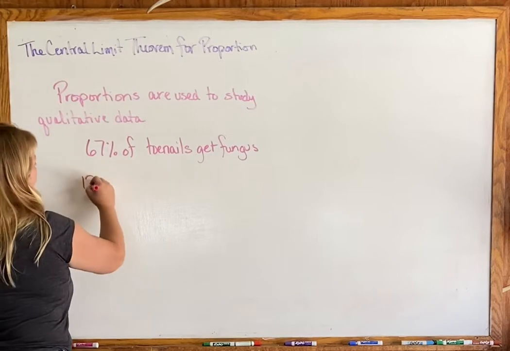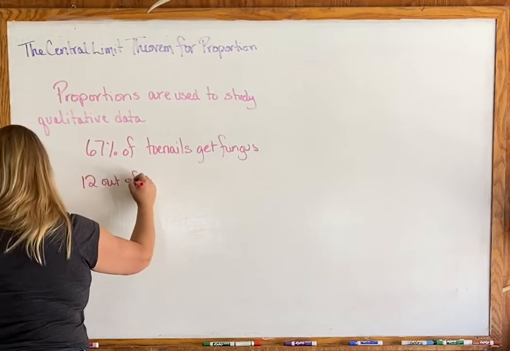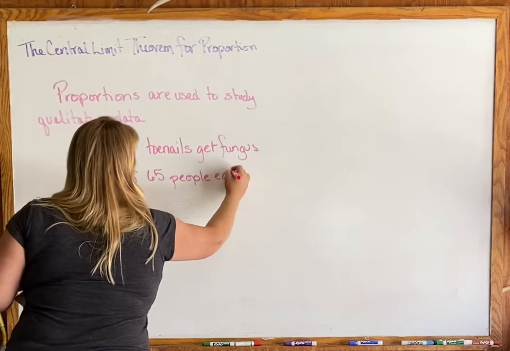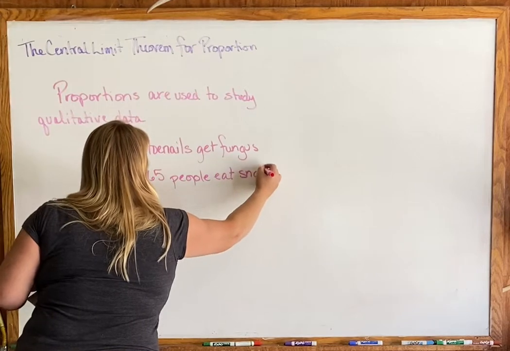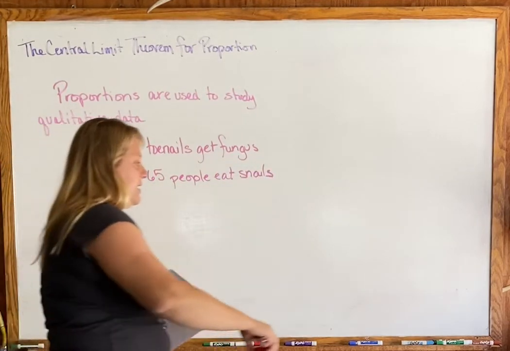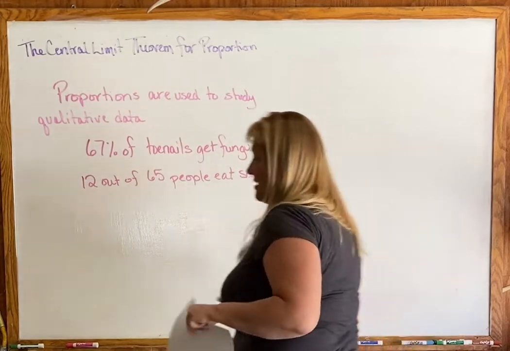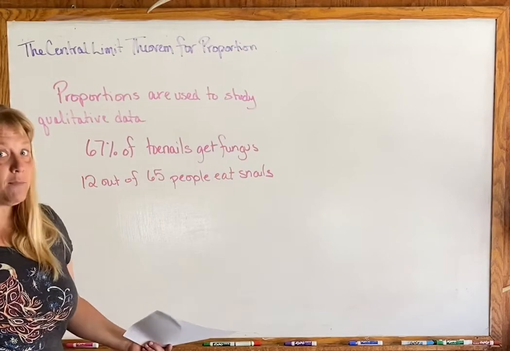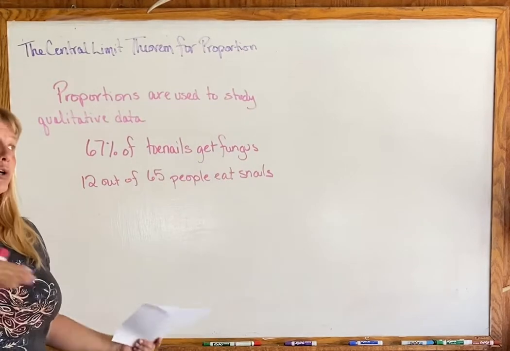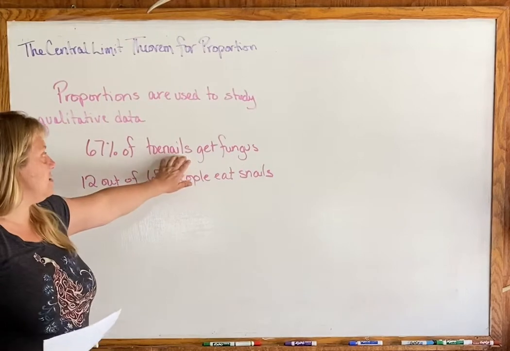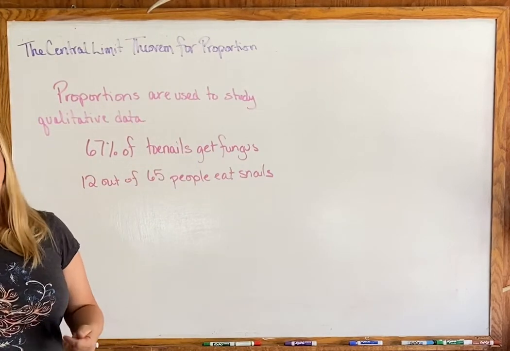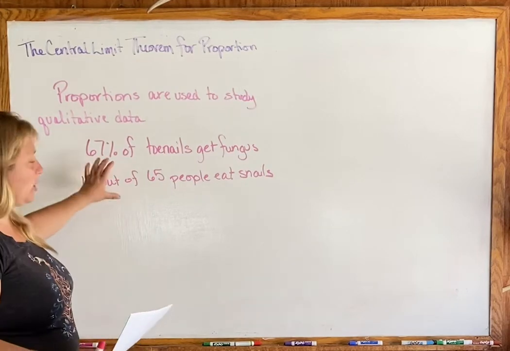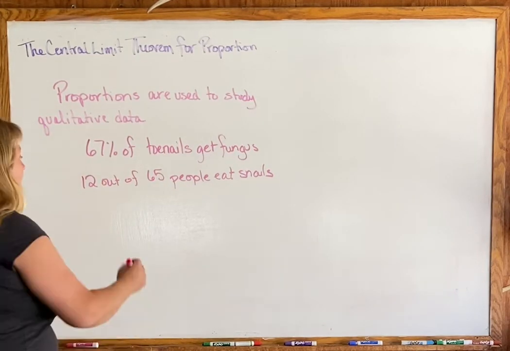Another one would be 12 out of 65 people eat snails. So what we're talking about is the proportion of people that eat snails. Eating snails is the variable. That's not a number, okay? It's not how many snails are you going to eat. It's do you or don't you eat snails. Do your toenails have fungus or don't they? So again, qualitative variables, so we are going to look at proportions or percentages.